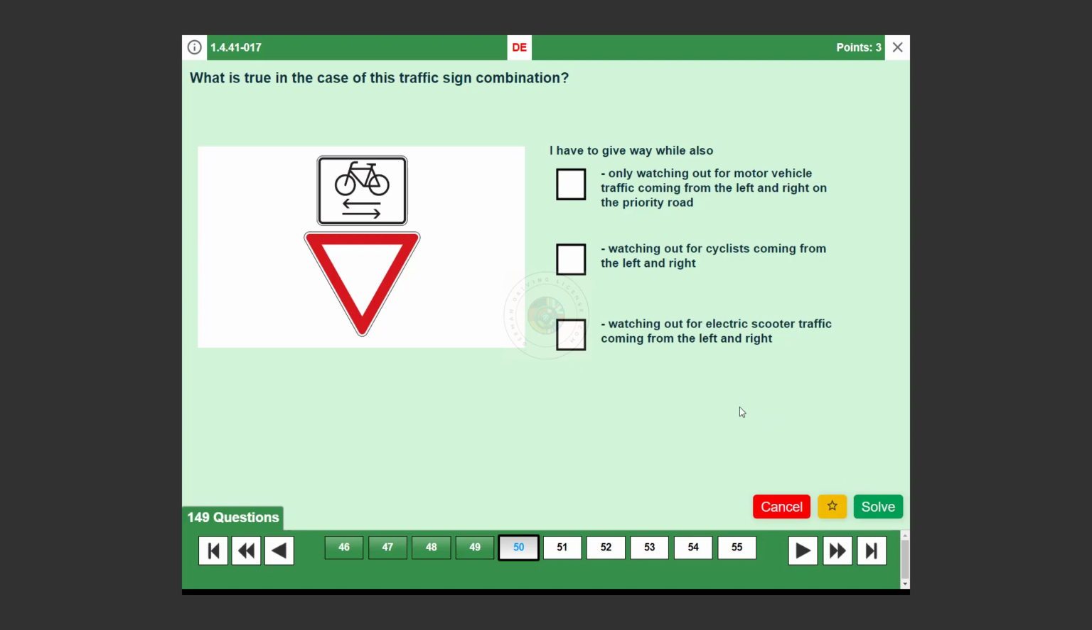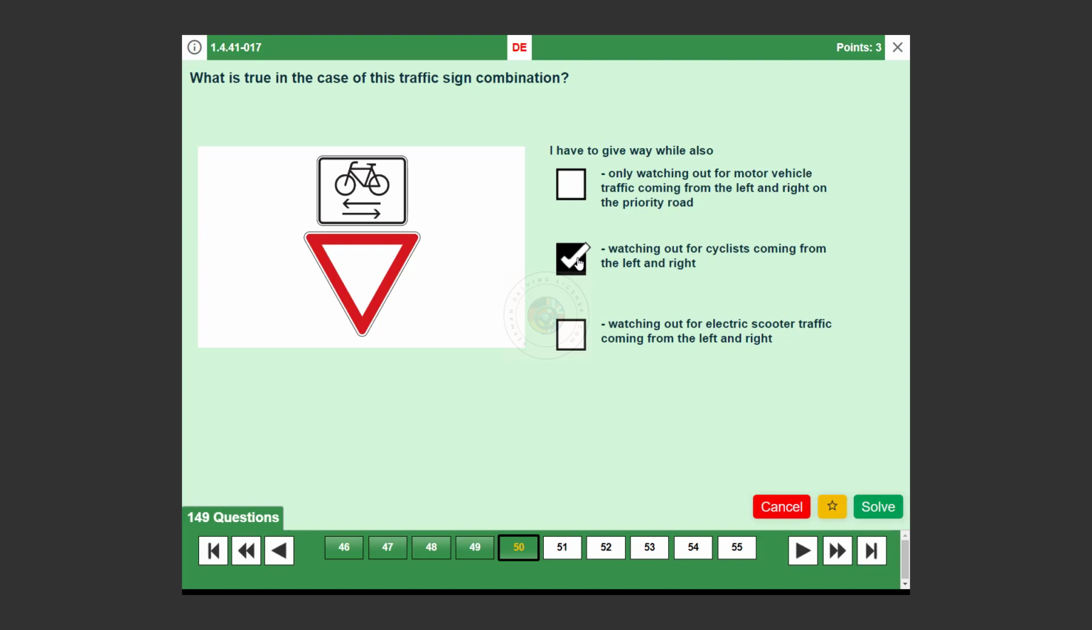Question number 50. What is true in the case of this traffic sign combination? Watching out for electric scooter traffic coming from the left and right. True. The sign combination also includes electric scooters, as they are allowed on cycle paths in Germany. Drivers should be vigilant for both cyclists and electric scooter riders.